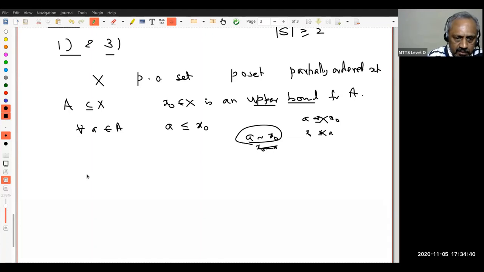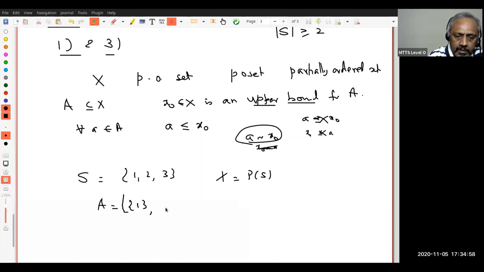Let us look at the set S. For simplicity, let me assume S is equal to {1, 2, 3}, and let's look at the power set of S. Now let me look at the set A equal to {{1}, {2}}. Then I have an upper bound. Let me take B equal to {1, 2}.